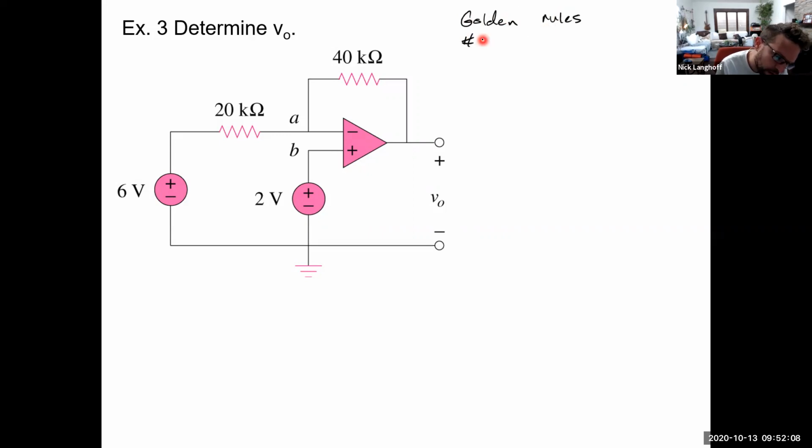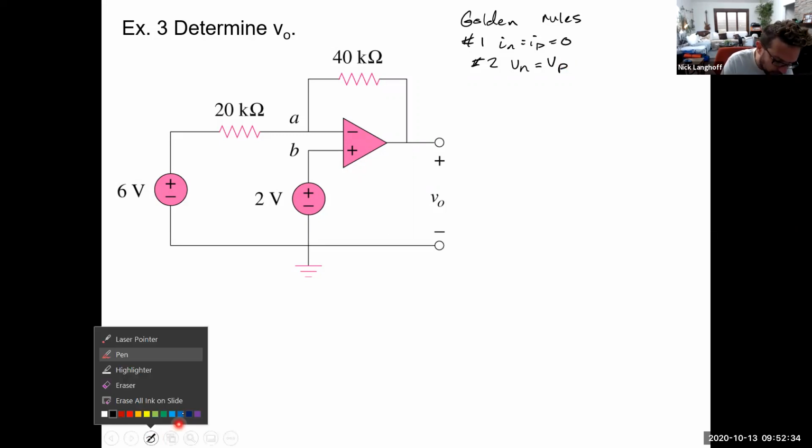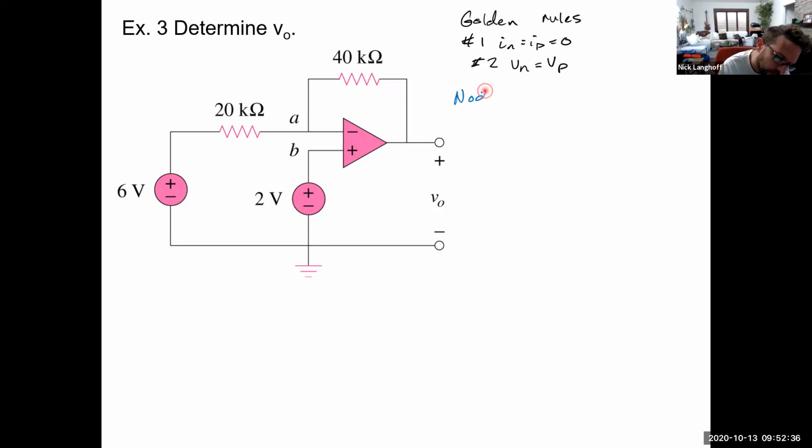Remember, number one is that IN equals IP equals 0. And then number two is that the op amp will do whatever it has to do to make VN equal to VP. So if that's the case, let's go ahead and do a nodal analysis at VN. This is VN here.